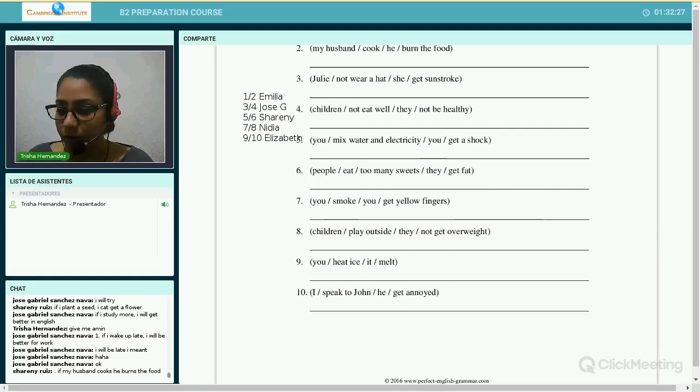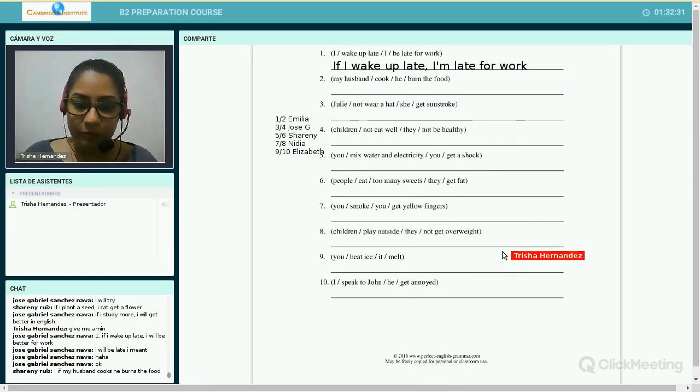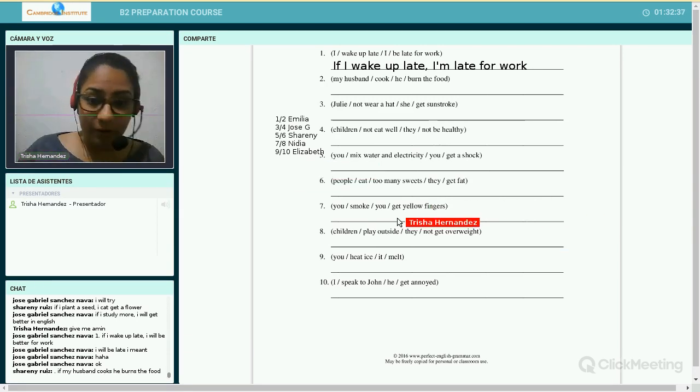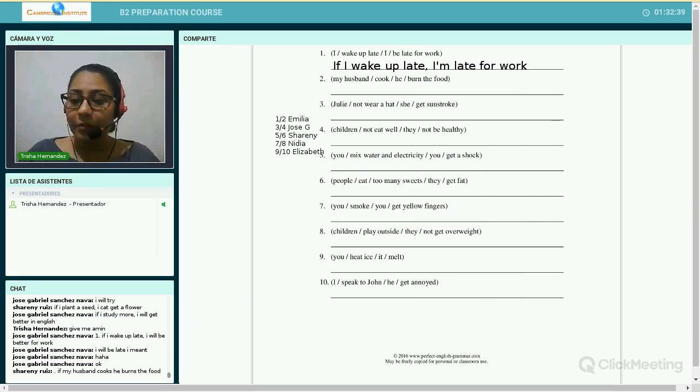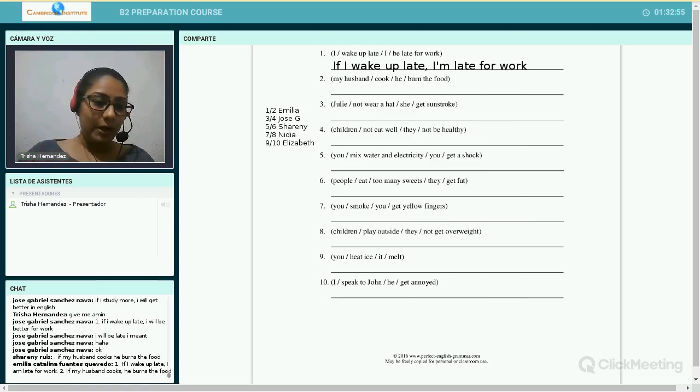Okay, I'm going to make it smaller so you can see all of them. Okay, remember, present simple and present simple. Not will, not any other structure after the comma, okay? Remember to type the number of your sentence. Go ahead, do it.